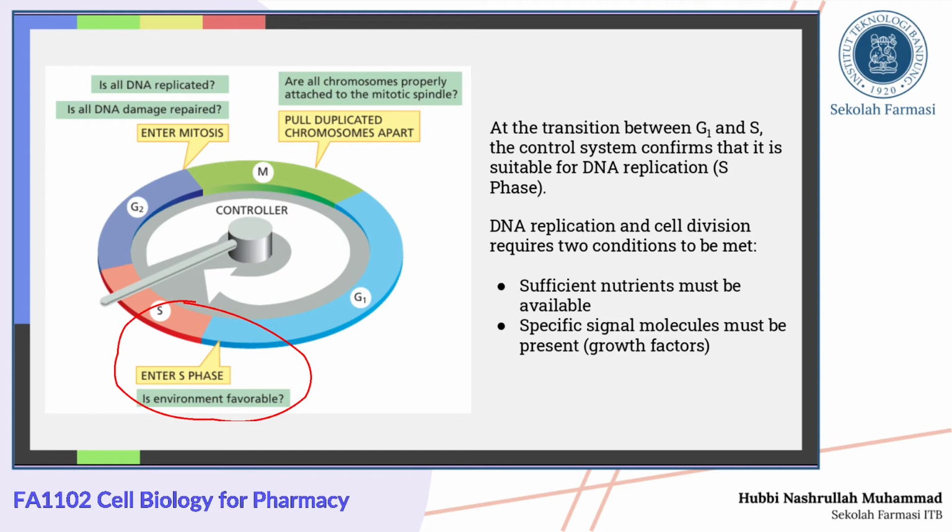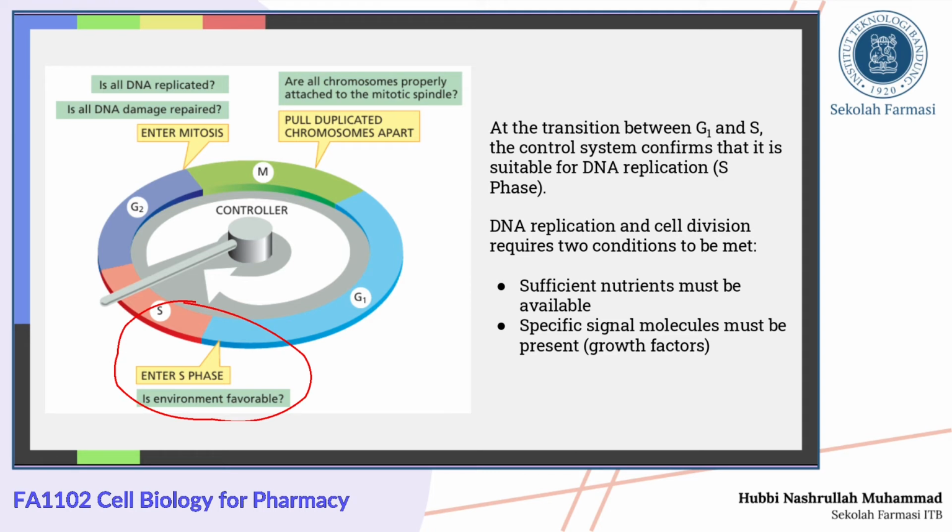At this checkpoint, the system also checks for DNA damage and repairs that damage before entering the S phase, since it would be disastrous if the damaged DNA is not repaired and is replicated in the S phase. Now, if these conditions are not met, the cell will decide to arrest at G1, which means that it will pause the cell cycle or enter a specialized resting state known as G0. We will discuss G0 in more detail later.